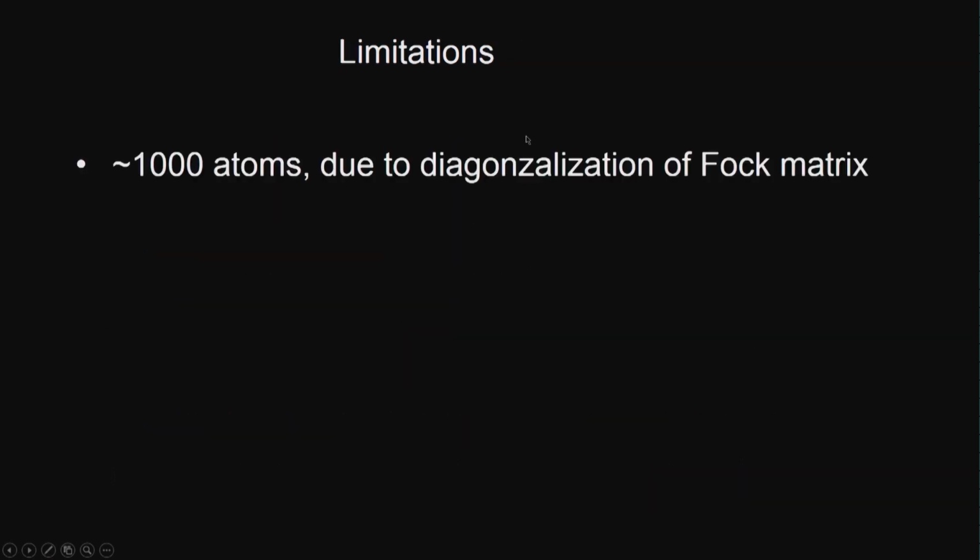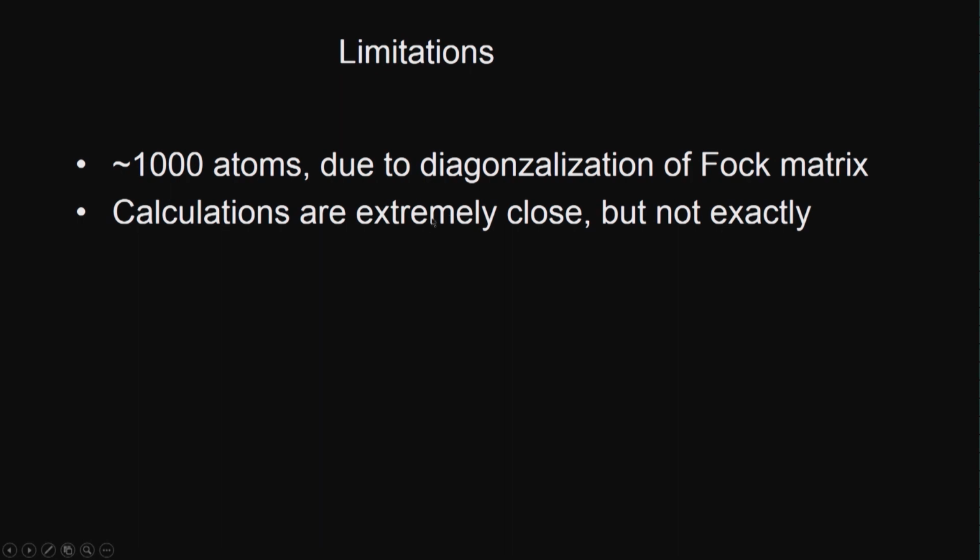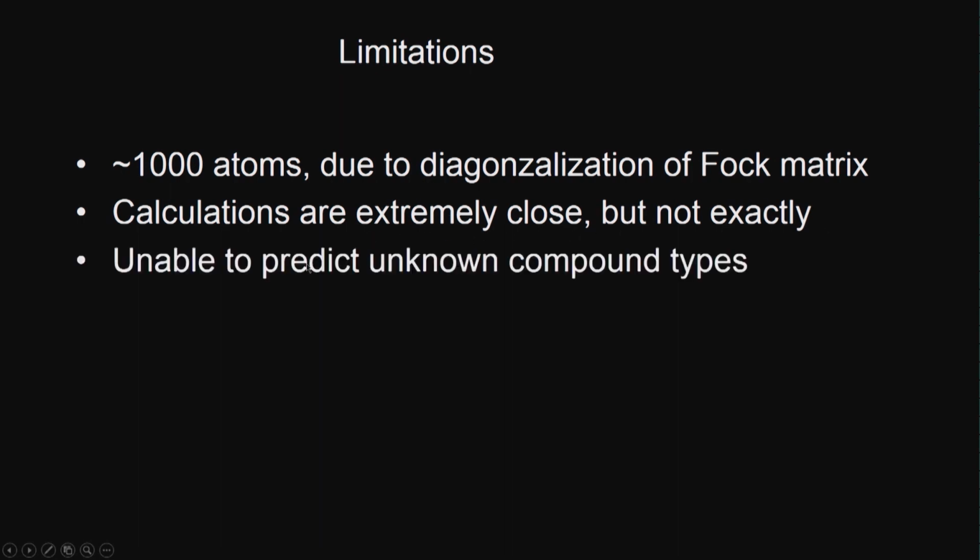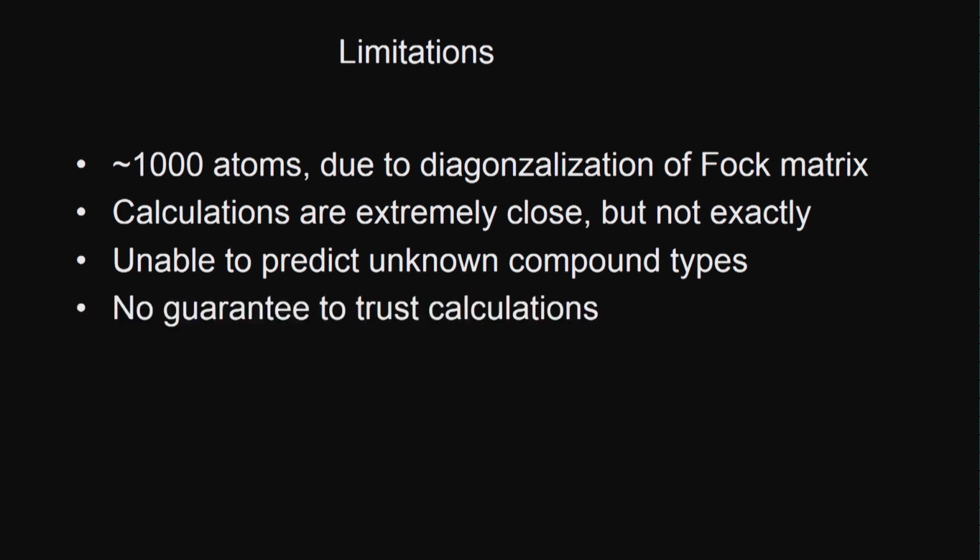So, what are the limitations? We can do thousands of atoms due to diagonalization of the Fock matrix. Calculations are extremely close but not exact. It cannot predict for unknown compounds.